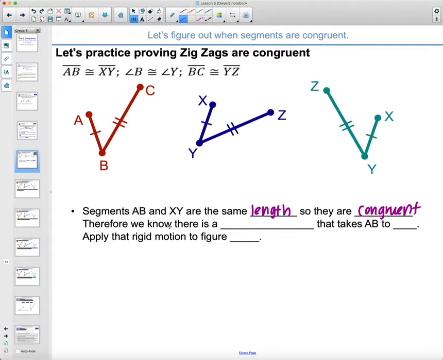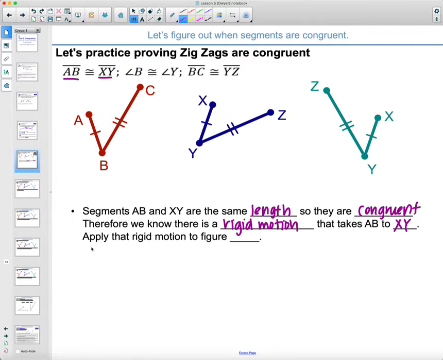Therefore, we know that there is a rigid motion, since congruent means there is a rigid motion that will take AB to XY. Now, because we're proving this, in our heads we're going to say, we know AB and XY are the same length, so that makes them congruent. That's what we just proved in the last activity. Therefore, we know that there's a rigid motion that will take AB to XY.